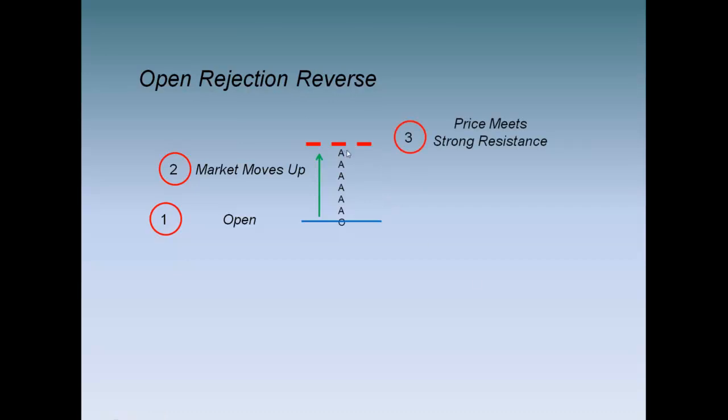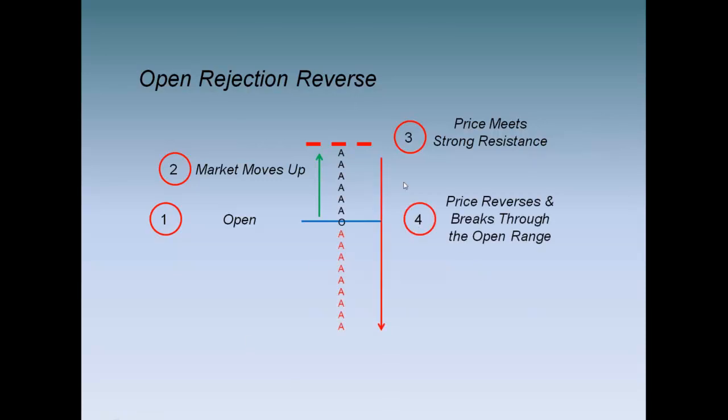But we meet strong resistance. So what is going to happen now is we're going to find that prices reverse and break through the open range. Now, this is a little bit different than the example I just showed you, because the failure or the rejection actually occurred in the first period. And this is typical of what happens in an open rejection reverse. It happens very early on and quickly. You see the price will move in a particular direction in a strong fashion, and then all of a sudden it'll meet this resistance, and then it reverses and breaks right back through the open.